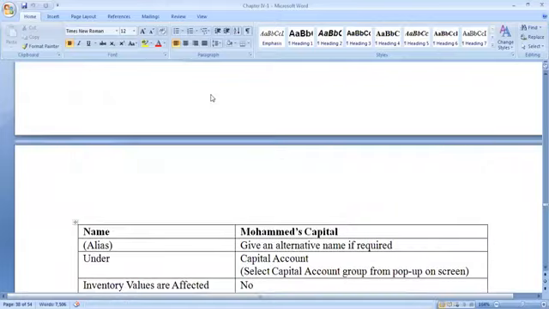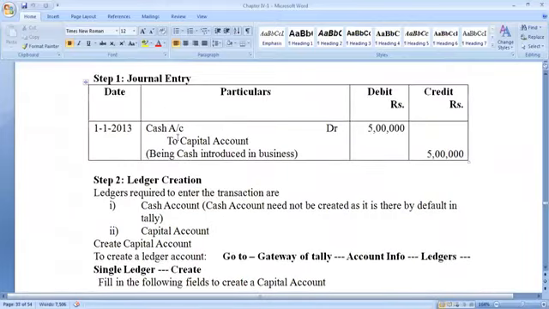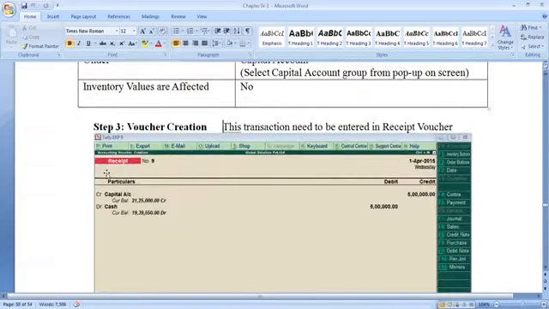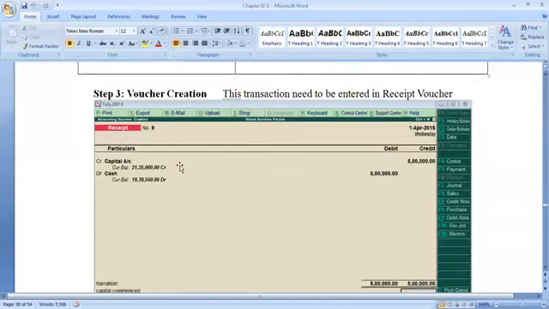Where do you need to record this? Cash account debit to capital account. So what is coming in? Cash is coming to your business, which is considered as a receipt, in the form of capital. So it will be recorded under the receipt voucher. Very important from your examination point of view. You have to decide where you are going to record in the voucher. They don't tell you which voucher to use. But whenever you are receiving cash, it should be reflected in the receipt voucher only.